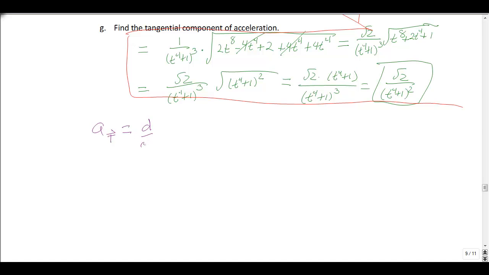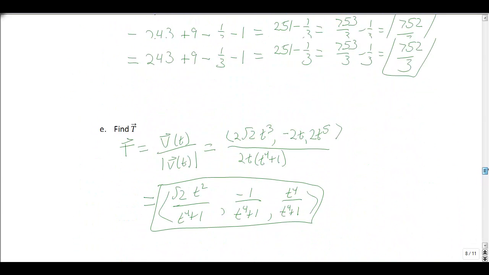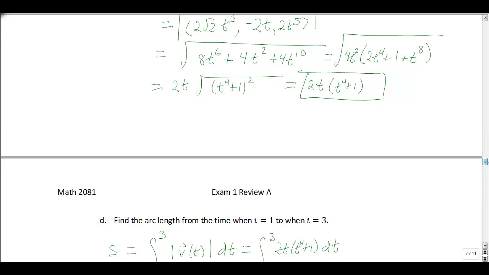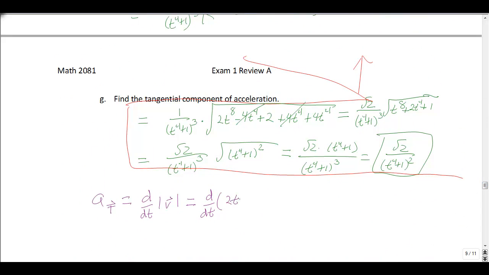It is the derivative with respect to t of the magnitude of v. That is, it's the change in speed with respect to time. So this is then the derivative with respect to t. Now our speed, I have to go back up and find that. Let's see, that was way back up here. It's 2t times t to the 4th plus 1.